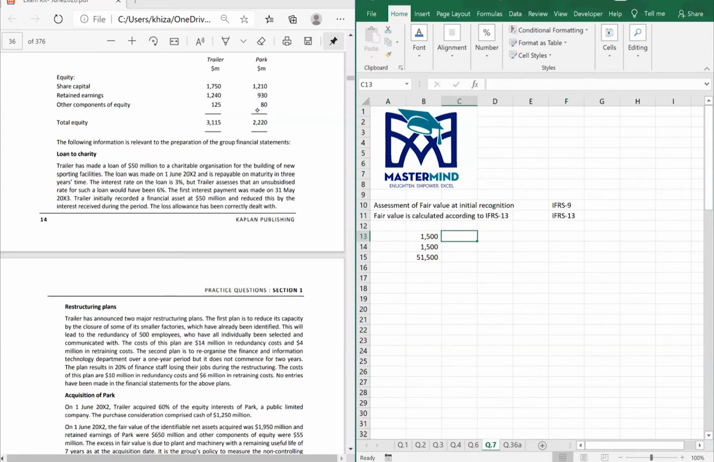Discounted at the unsubsidized rate. So that would be 1.06 to the power minus 1, minus 2, minus 3. So this is minus 2 and this is minus 3. All right. You multiply it and you get the fair value, right? So the fair value at initial recognition. Now I haven't drafted the introduction, right?